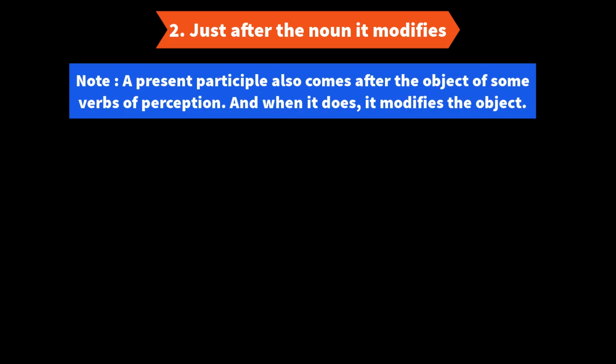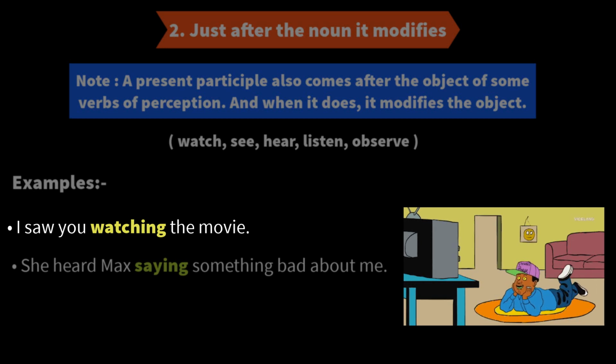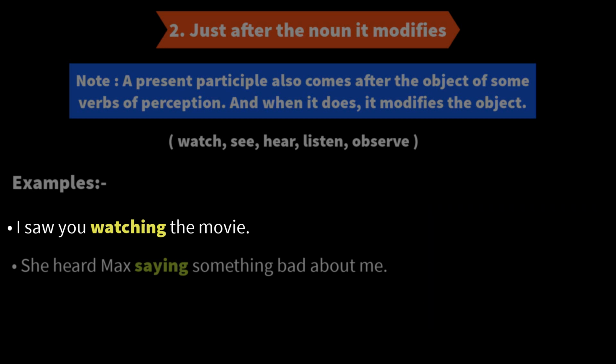Now one more important thing, guys. A present participle also comes after the object of some verbs of perception. And when it does, it works as an object complement. Why? Because it gives information about the object. It modifies the object. Let me show you some examples. I saw you watching the movie. Watching is working as a present participle here, modifying the object you. It is telling us the state of the object.